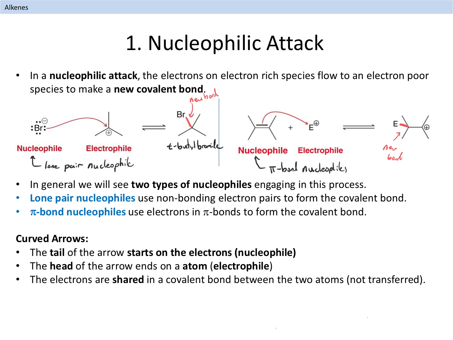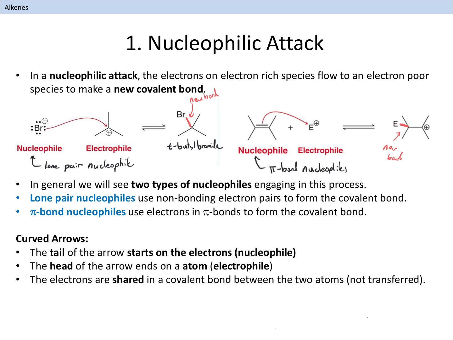Second, we have pi bond nucleophiles. These nucleophiles use electrons in pi bonds to form the covalent bond. In this case, the electrons from a double or triple bond are used to attack the electrophile, leading to the formation of new bonds and the rearrangement of existing ones.